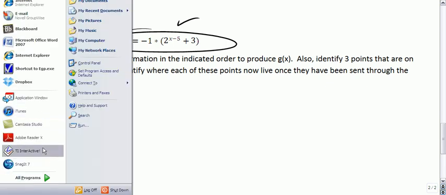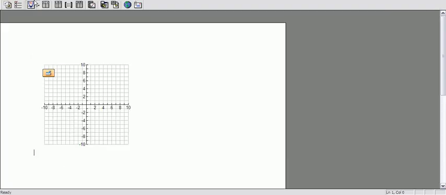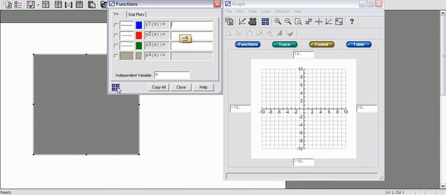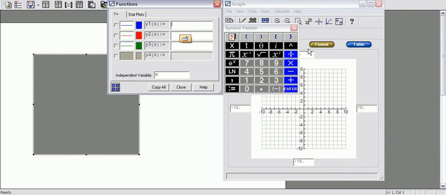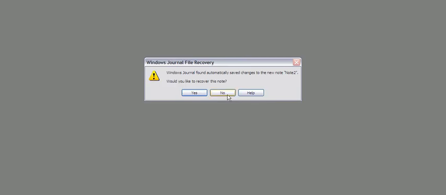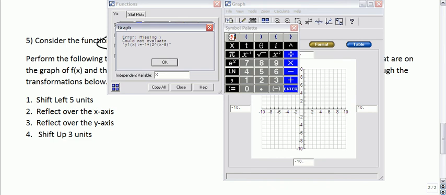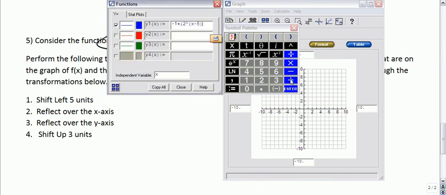So grapher we can use. So I'm going to go with the new equation, and it was, we had -1 times 2 raised to the, I think it was x minus 5. I'll go back and check. Minus 1, 2 to the x minus 5 plus 3. Plus 3.